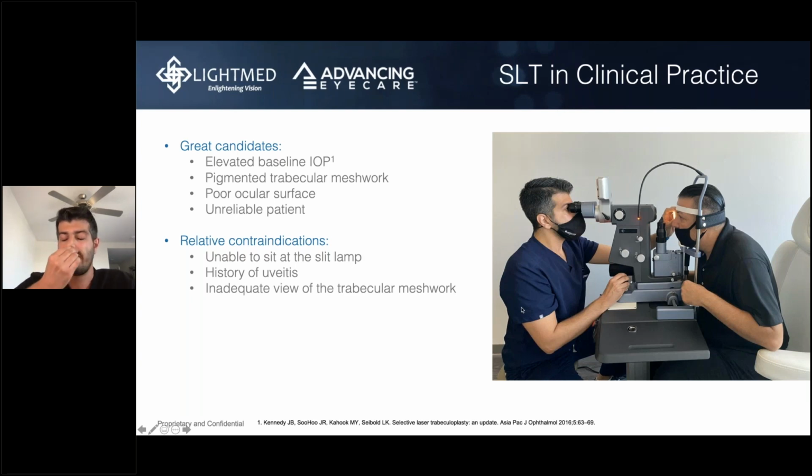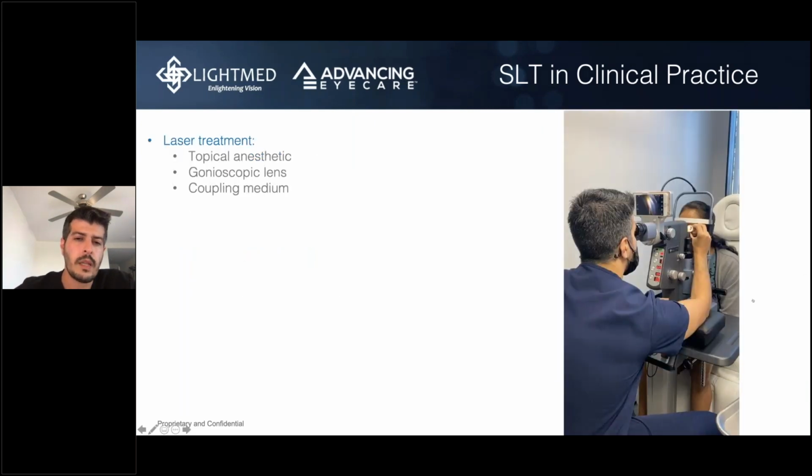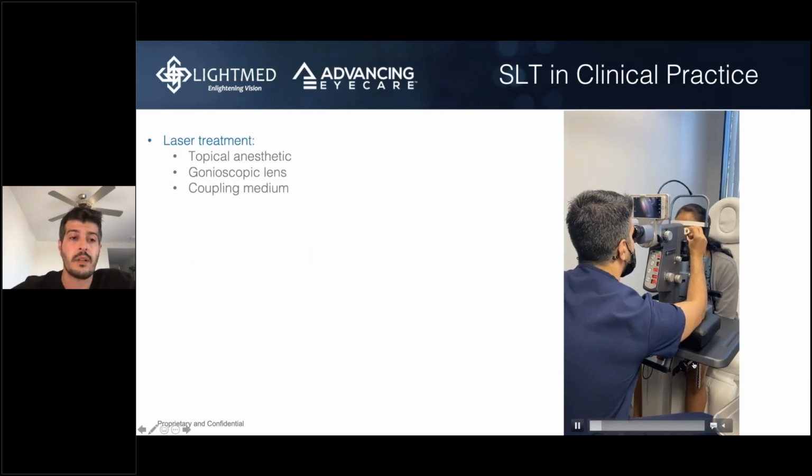Theoretically, if they've had a history of uveitis, you might have a reactivation of uveitis after SLT. I have yet to see this. Or if the trabecular meshwork view is not good, either because of synechiae or closed angle or any other reason. The procedure, in terms of things you need, is very simple.